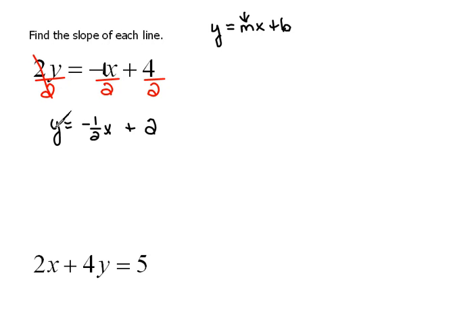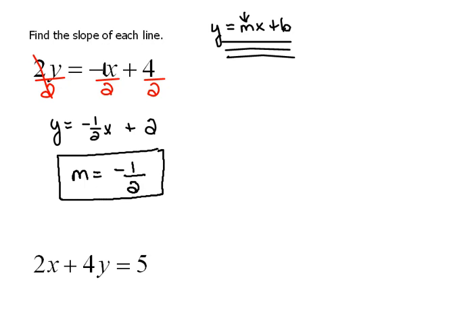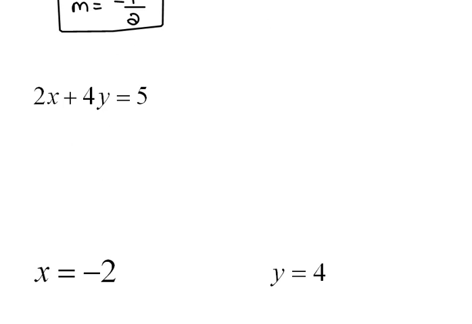Now this is in the correct form. Do you see how it matches up with this form? So we can read what is in the m position. In this case, in the m position is negative 1/2. So our slope here is negative 1/2. All right, let's try another one.